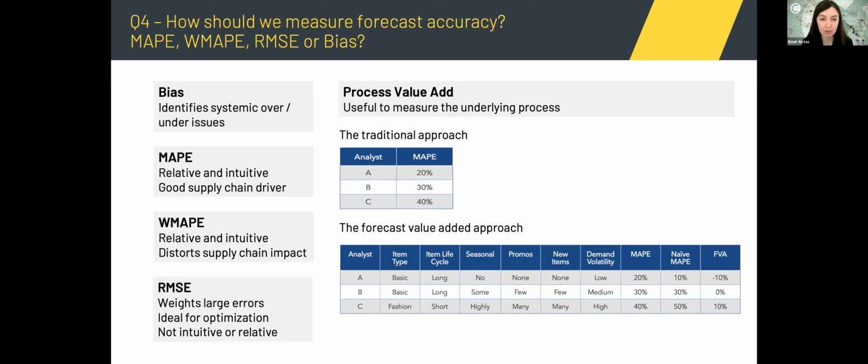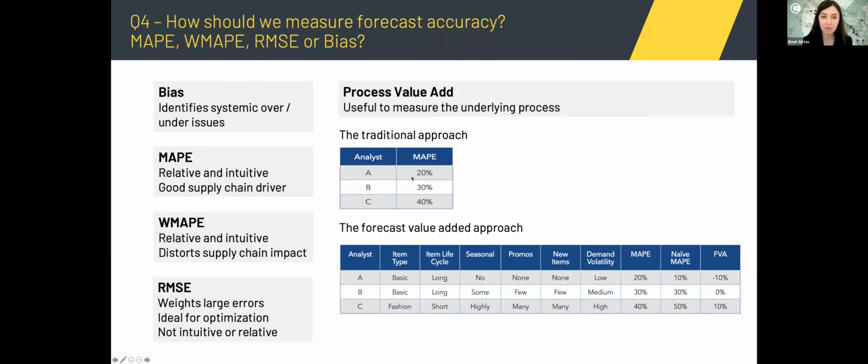RMSE penalizes the forecast models that are deviating too much from the actuals. And then there is also the concept of forecast value add. Traditionally, we evaluate the performance of forecast analysts based on one of these metrics, for example, MAPE. And you see the traditional approach. We have three analysts here, A, B, and C, with different MAPE percentages. And the MAPE for A appears to be the lowest at 20%.